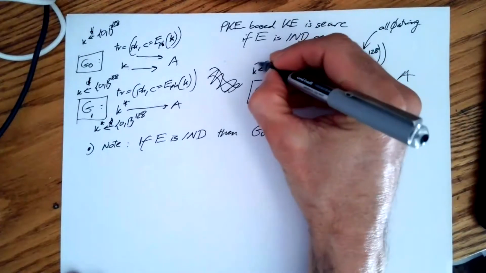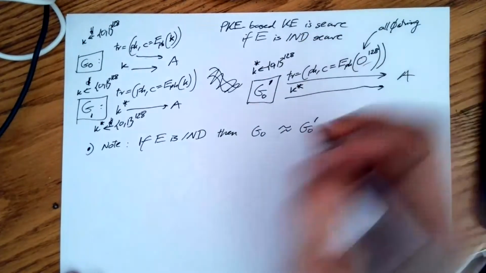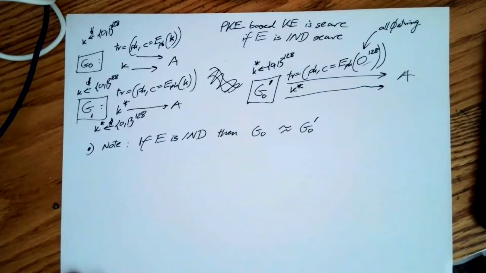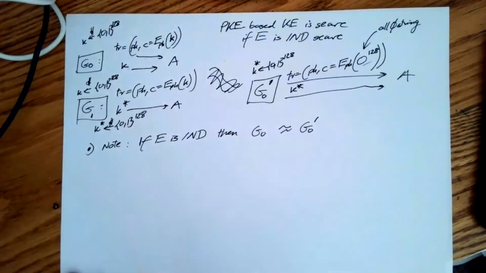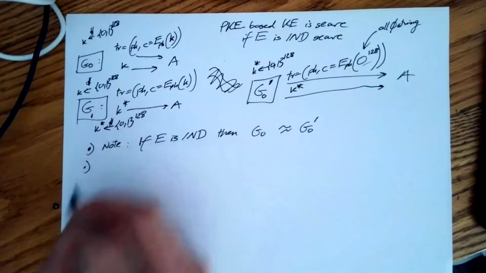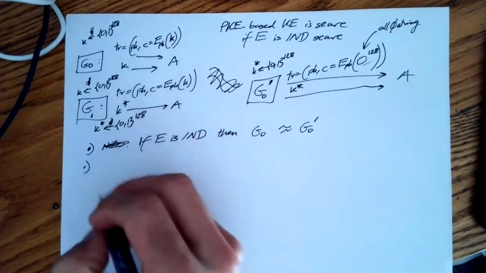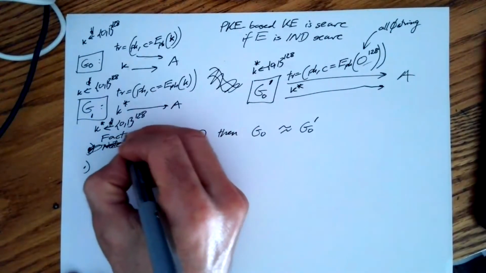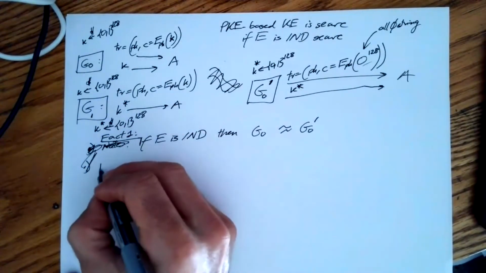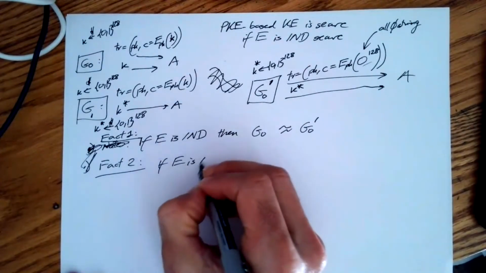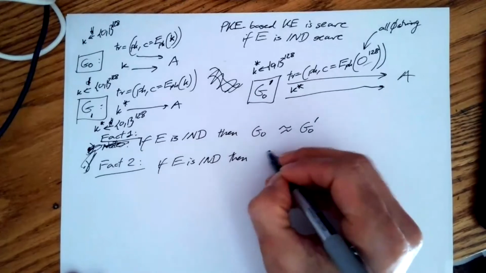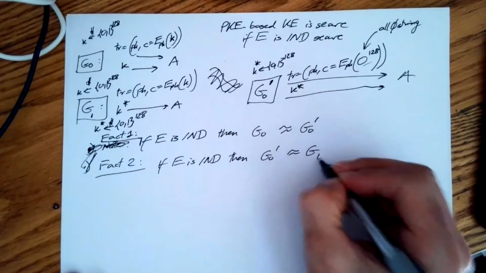Note I can now do this. That doesn't change anything, right? It's just up to a name of the variable. Okay, so what's the difference here and here? I guess another instance of indistinguishability. So fact 1 was this, and fact 2: if E is indistinguishable, then G0 prime is indistinguishable from G1.